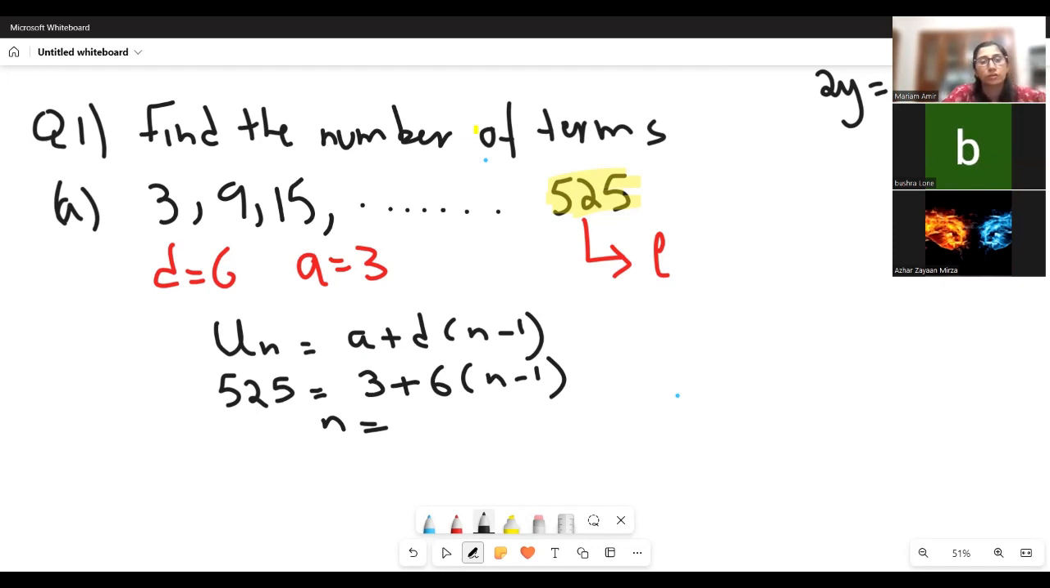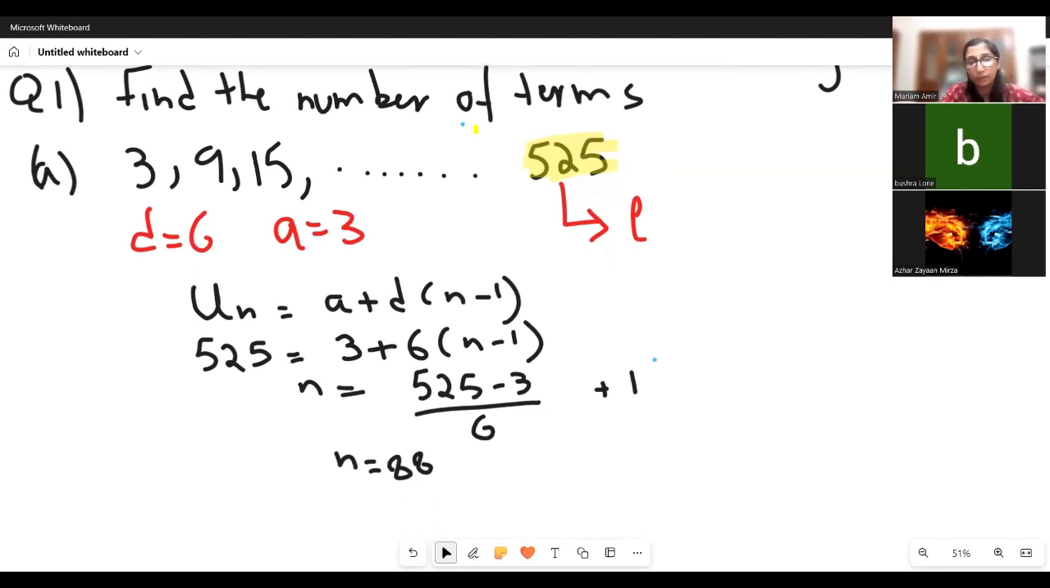So 525 minus 3, 522. Divided by 6 and answer plus 1. 86, let me check. Isn't it 88? Sorry, 88. वो -1 ही कट रहा है. Yes, 88. So n is 88. ये जो 525 है ये 88 टर्म है.